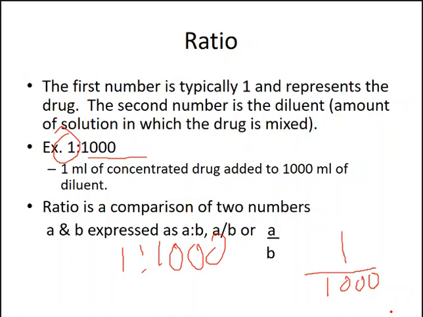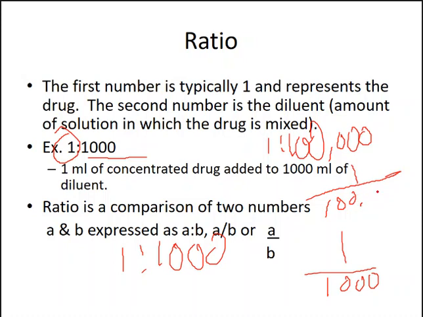So if we're thinking about 1 to 100,000, let me write it up here where we've got a little more space. 1 to 100,000 is equivalent to 1 over 100,000. And since that top number is divided by the bottom number, we have the same top number, much bigger bottom number. This is going to be much weaker, a much smaller fraction. So this is 100 times smaller than the one on the bottom here, or 1 to 1,000.